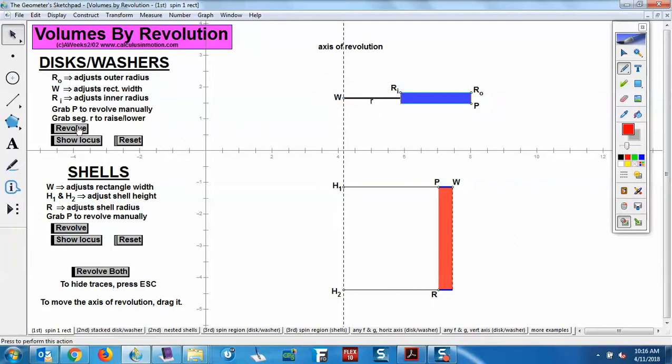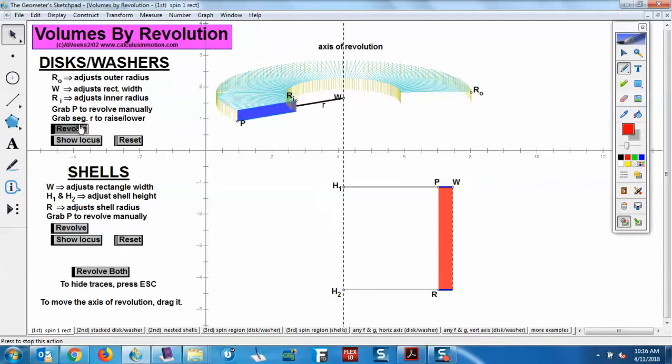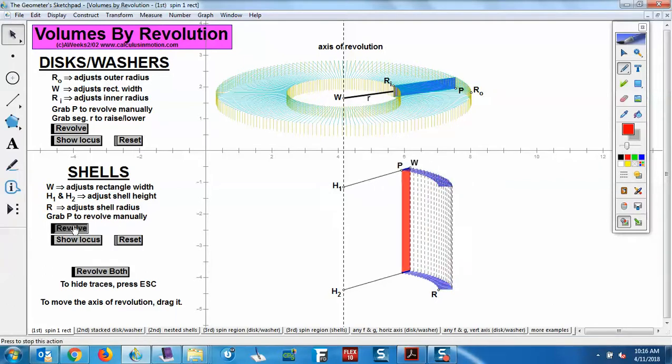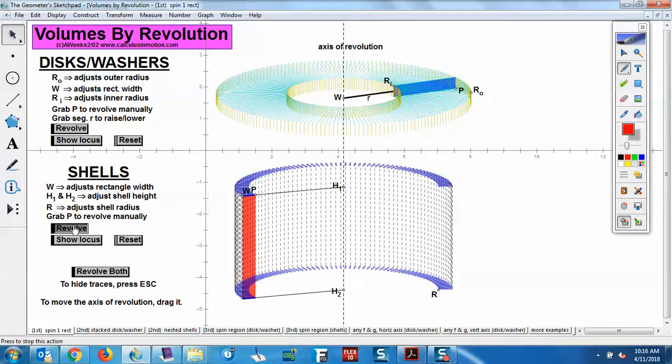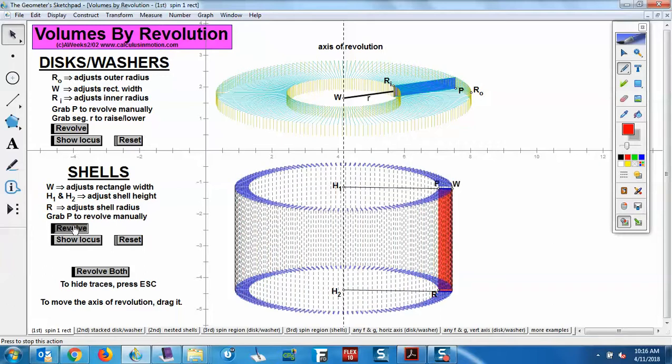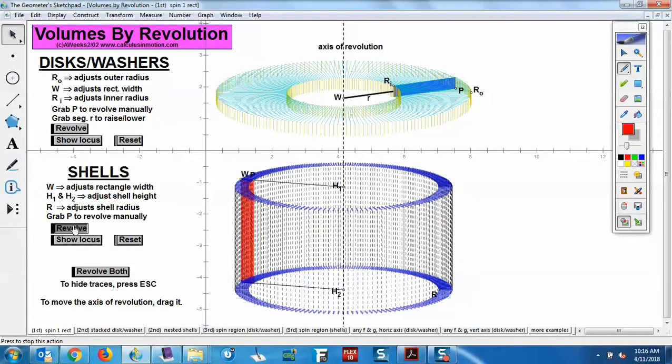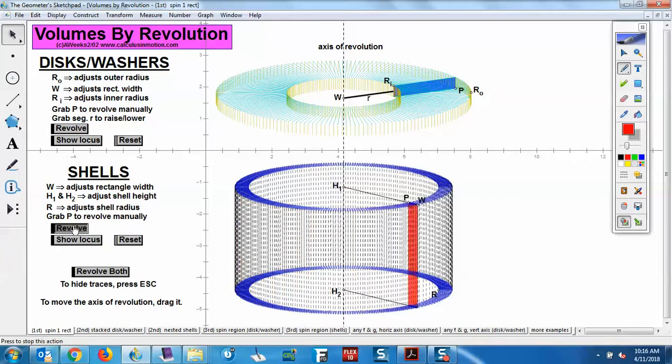We have empty space, and when we revolve it, it creates a washer. Okay, so we've seen those two scenarios. What we're talking about now is making that strip parallel to the axis of revolution, and we're talking about creating a layer. We're going to have little layers in here, and then bigger and bigger and bigger layers, just like you saw in that other picture. And we're going to add up the volume of each of those layers.